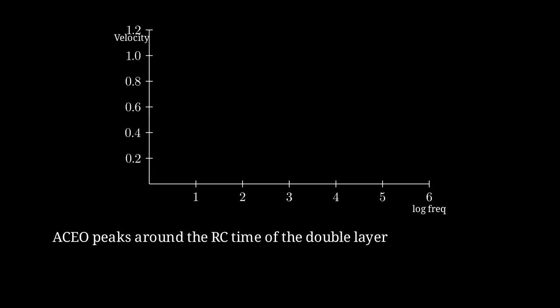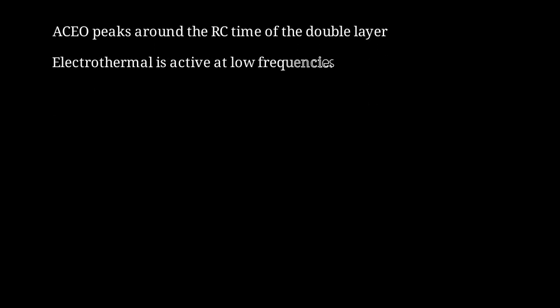This time is lambda_D squared over D, where lambda_D is the Debye length and D is the ion diffusivity. For typical electrolytes, this gives a characteristic frequency of kHz. Electrothermal flow is most active at low frequencies, below 1 kHz. At low frequency, there is time for heat to diffuse and create gradients. At high frequency, thermal inertia suppresses temperature oscillations.